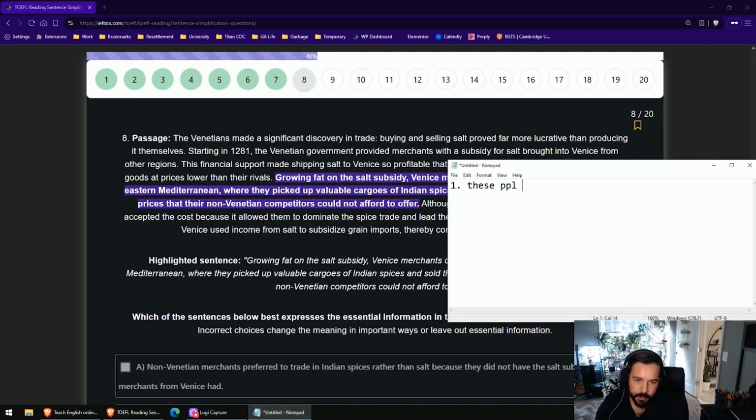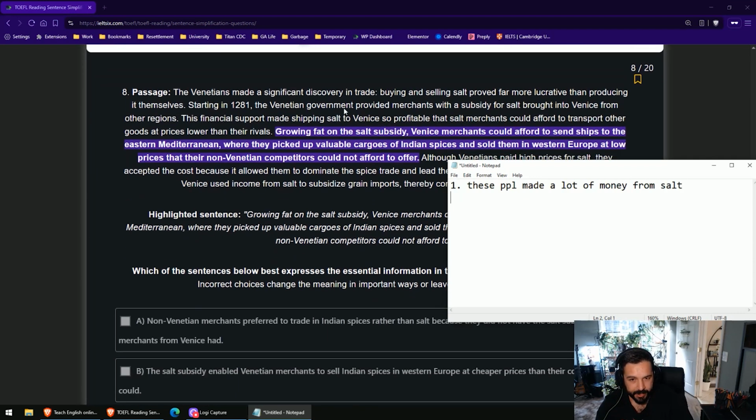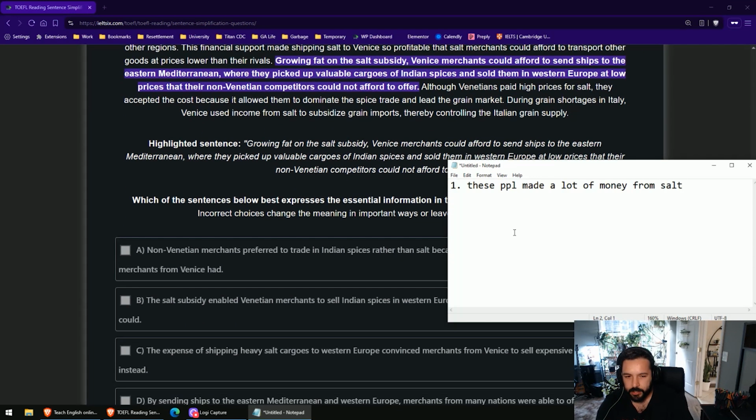So these people made a lot of money from salt. That's the first part, growing fat on the salt subsidy. Growing fat in here is just talking about fat cats, and in that sense, a fat cat is technically an elitist person who has a lot of money, or an elite billionaire, let's say. Like, in cartoons and Hollywood movies, they always have the archetypes. So they made a lot of money, and they could send ships to the Mediterranean.